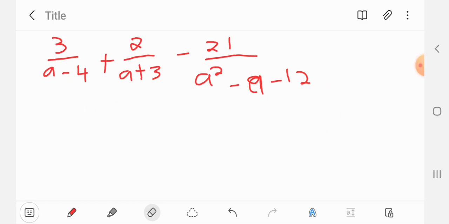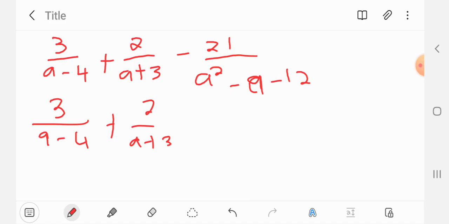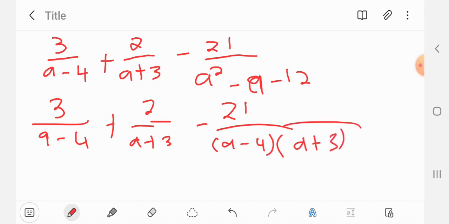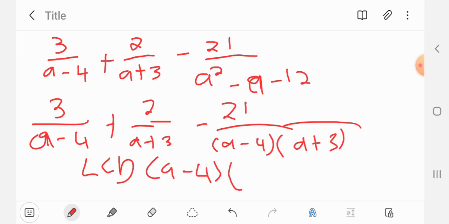So the next step will have 3 over a minus 4 plus 2 over a plus 3, and then minus 21 over a minus 4 into a plus 3. So you have to make all the denominators the same. So we'll say LCD. We have a minus 4 here, this is a plus 3, and this has a minus 4 and a plus 3. So the LCD will be a minus 4 and a plus 3.